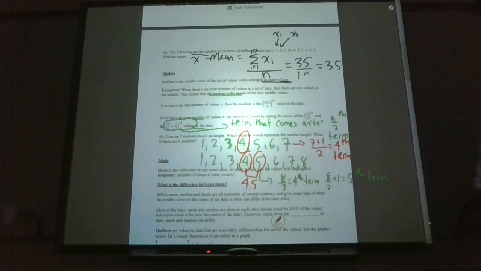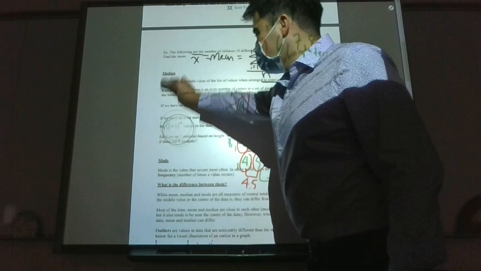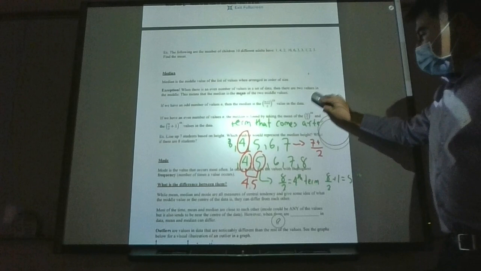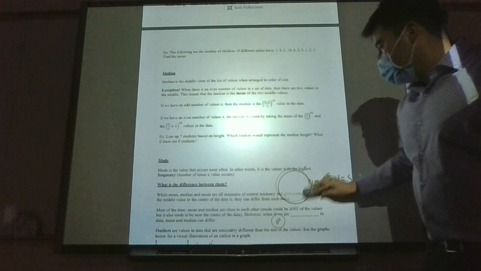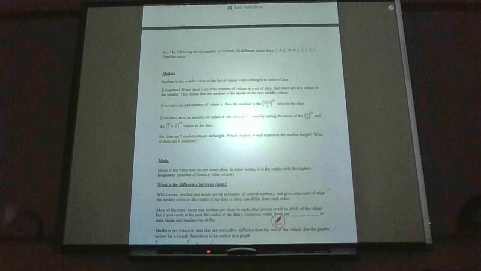Okay, the last one, mode. I didn't really write anything for it because it was one line. So mode is actually quite easy. Basically, it's the one with the highest frequency. In other words, the one that comes up the most. I know we use the word frequency a lot, and some of you maybe were a little confused. So just to be clear, frequency just means the number of times something occurs. So mode is quite easy. It's the one with the highest frequency.